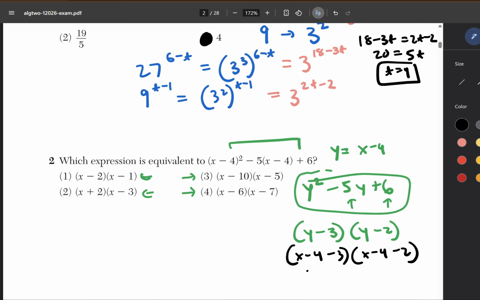Now if I keep solving, I get x minus 7 times x minus 6, and that matches answer choice 4.